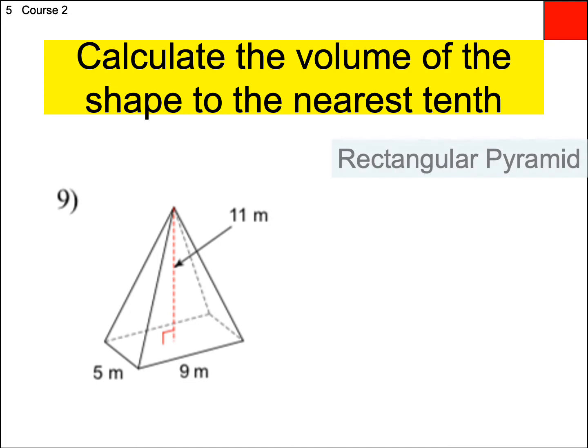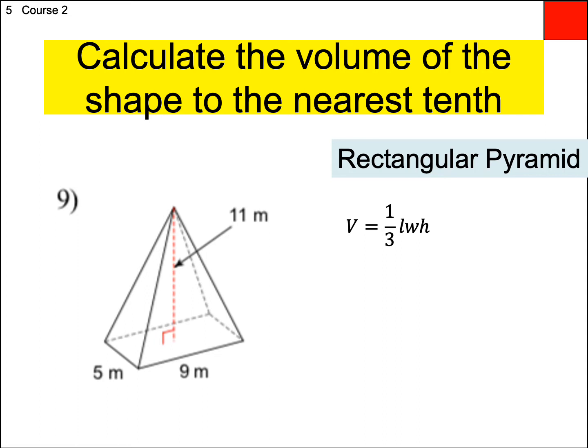This one is a rectangular pyramid. Notice the sides are triangles. They're not rectangles, so it's not a prism, it's a pyramid. So the formula for a rectangular pyramid, remember that was the one where we took three pyramids and they made a cube. Volume of a cube is length times width times height. So there's three of them that make this, so one pyramid is 1/3 length times width times height.